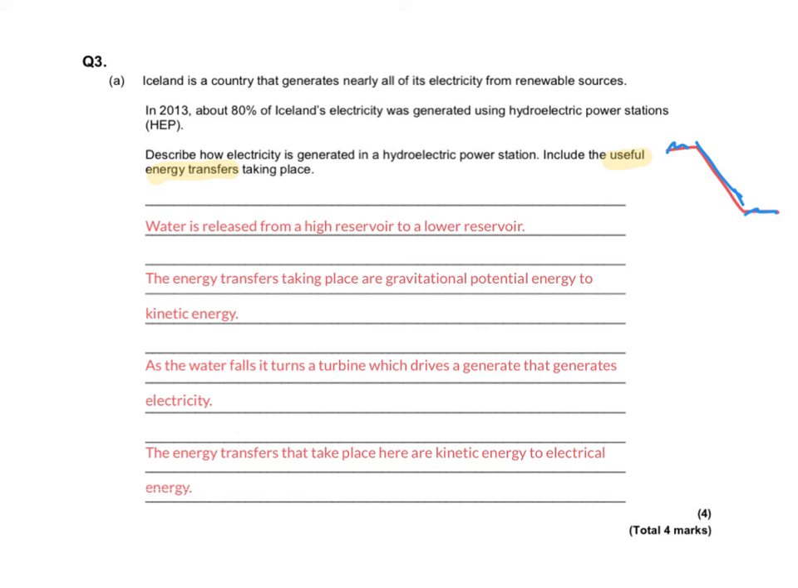Okay, so here I'll put the answer on so you can see it and work through it together. Water is released from a high reservoir to a lower reservoir. Okay, that's the first mark. The energy transfer taking place is gravitational potential energy to kinetic energy, as we go from a high area to a lower area. As the water falls, it turns a turbine which drives a generator that generates electricity. And the energy transfer that takes place here is kinetic energy going to electrical energy. And that will get you the 4 marks for this question.